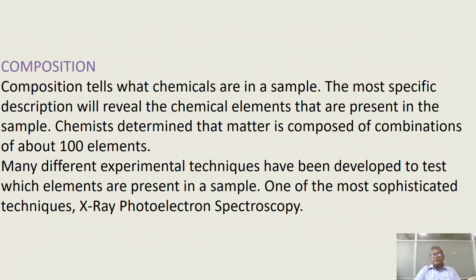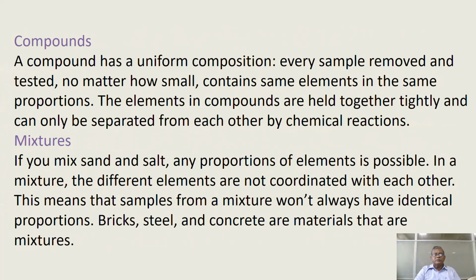Composition tells what chemicals are in the sample. The most specific description will reveal which chemical elements are present in the sample. A compound has a uniform composition. Every sample removed and tested, no matter how small, contains the same elements in the same proportions. But in a mixture, the different elements are not coordinated with each other. Samples from a mixture won't always have identical properties.